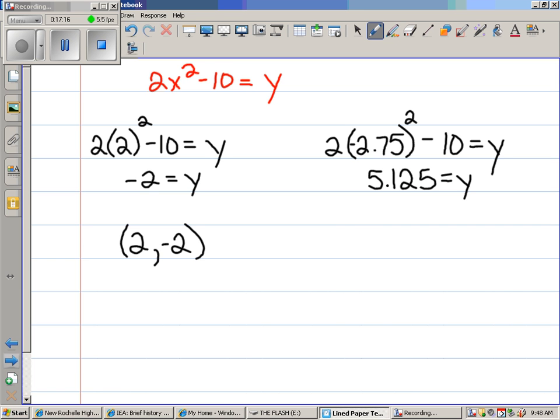So that means the other answer you're looking for is negative 2.75, 5.125. Right, and there's our answer. We could just put a comma in between. We could put our solution brackets around it. That's it.